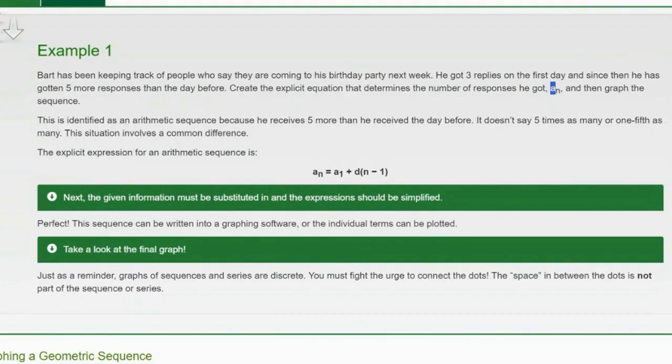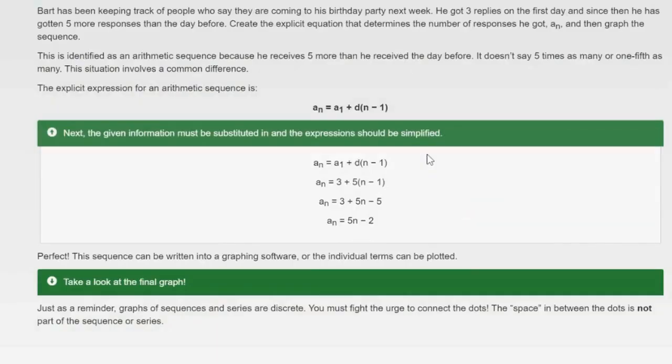So this is identified as an arithmetic sequence because he gets 5 more each day than he received the day before. It doesn't say 5 times as many. See, that's geometric. Or 1/5 as many. It's a common difference, 5 more, plus 5. So it'd be a sub n equals a sub 1 plus d times n minus 1, our arithmetic sequence formula. So we've got to substitute what we know in there.